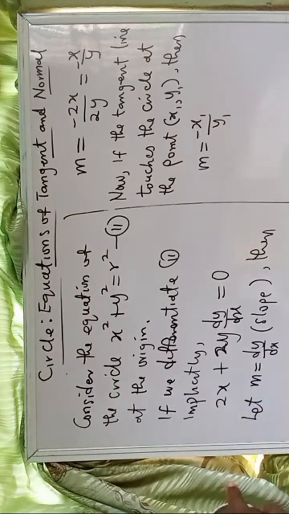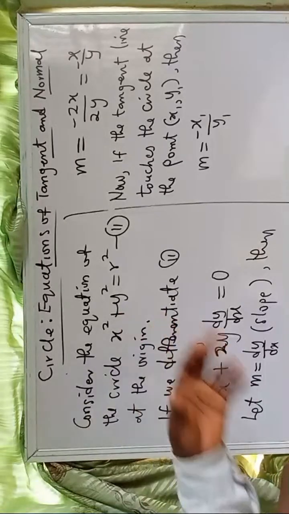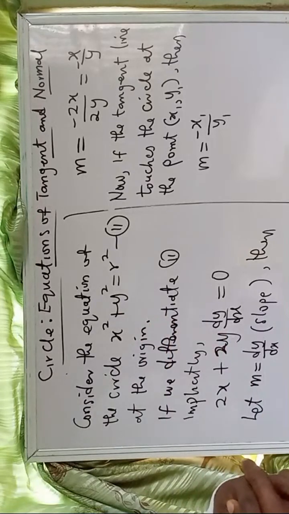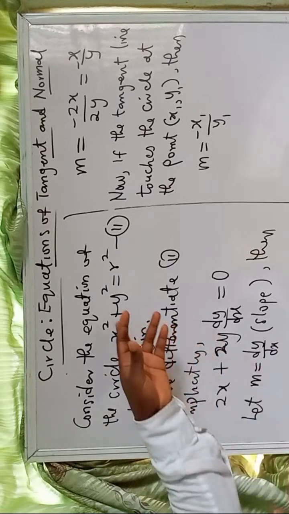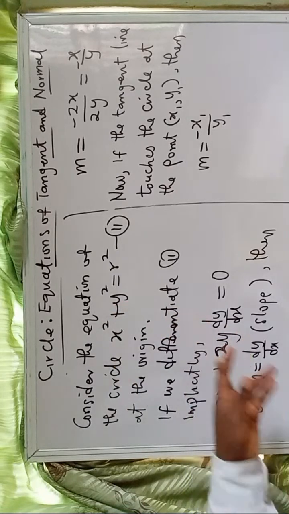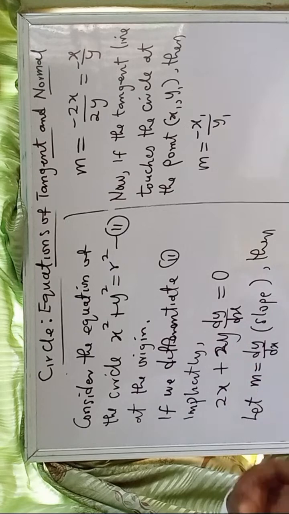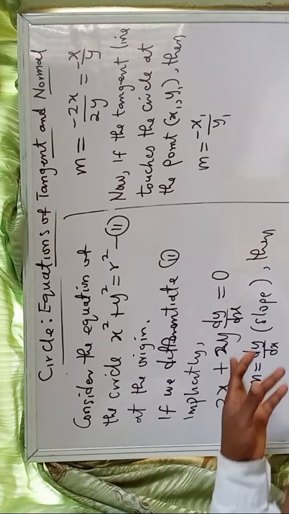So what we are trying to say here is that if you have an equation of a circle from the origin, and we are trying to get the slope of the circle, we can get that by differentiating this implicitly. From our knowledge of calculus, we are able to do this.